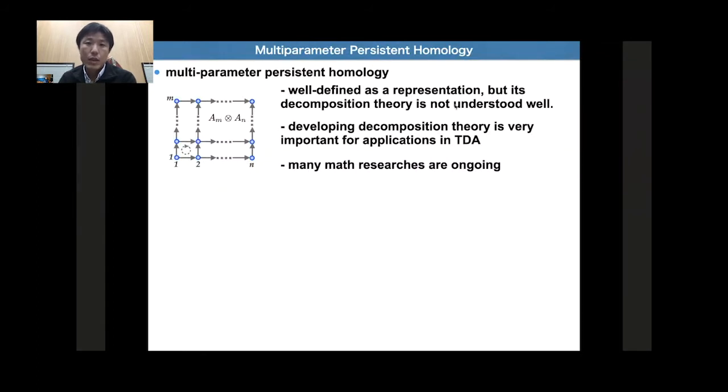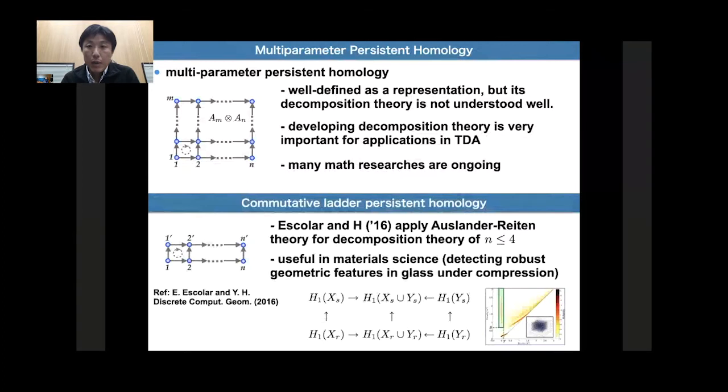So it's good. We can define a two-parameter persistent homology, but the real difficulty is that its decomposition theory is not understood well, and it is regarded as a very difficult problem to have a decomposition theory of such a difficult algebra. But as I explained, developing decomposition theory is very important for practical applications in TDA. So many mathematical researches are now ongoing. It is impossible to explain everything here, but relating to my mathematical motivation today, coming from material science, let me recall one thing.